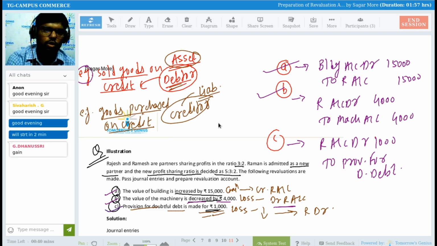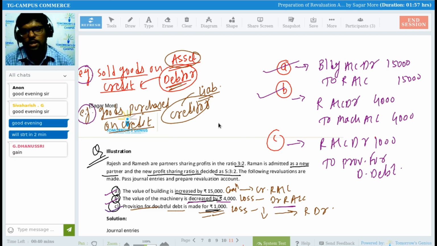See, these two things you have already studied in your 11th standard. So this is a basic, Sadhana, Dhanushri, Shivarish. So brush up your basics as well. What is data? What is accounting equation? That is important, right?